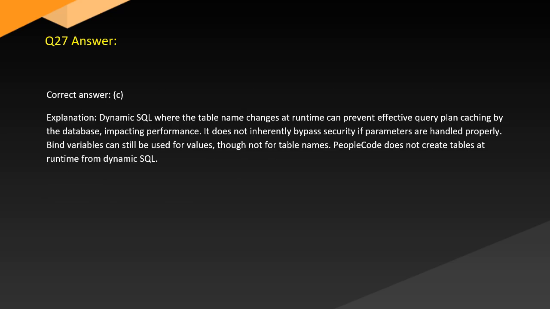Answer. Correct answer, C. Explanation. Dynamic SQL, where the table name changes at runtime, can prevent effective query plan caching by the database, impacting performance. It does not inherently bypass security if parameters are handled properly. Bind variables can still be used for values, though not for table names. PeopleCode does not create tables at runtime from dynamic SQL.